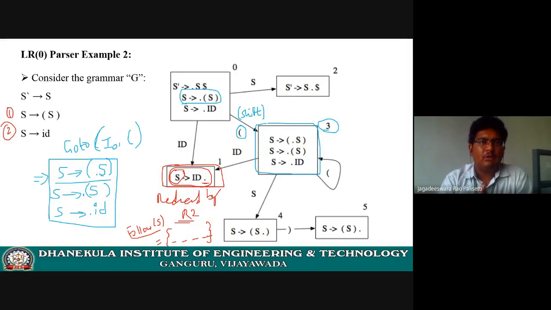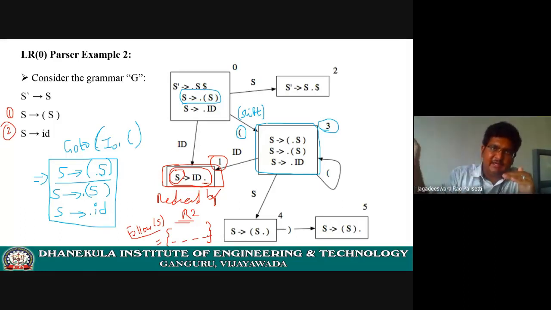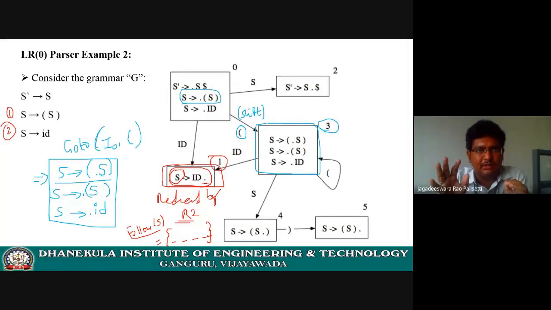Again, I am repeating what we do in LR(0). If any particular state like this I1 is a reduced state, we need to identify by which production it is reduced. It is the second production, so I consider it as R2. Where do I write this R2? At the I1 row and in each and every column. If you have 100 terminals, in each terminal column we write R2, R2, R2, even in the dollar column, in LR(0).